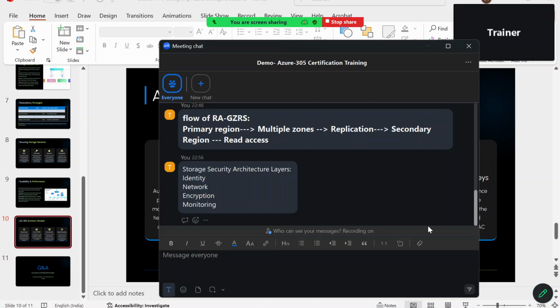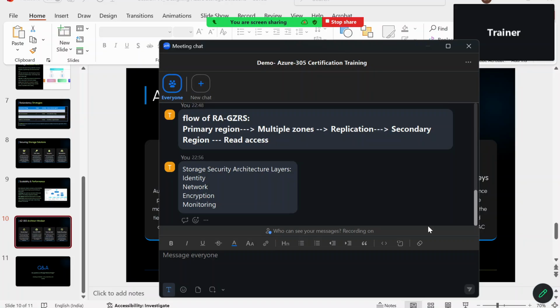Then we looked at blob storage access tiers, one of the highest value AZ-305 topics. Hot tier, for example, is for frequently accessed data. Cool tier is for infrequently accessed data. Archive tier is for rarely accessed data. So this is the tier selection summary: hot is best for active data, cool is best for occasional access, and archive is best for long-term retention.